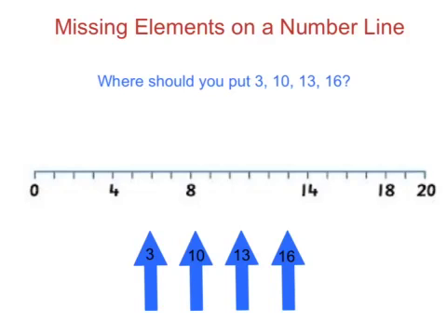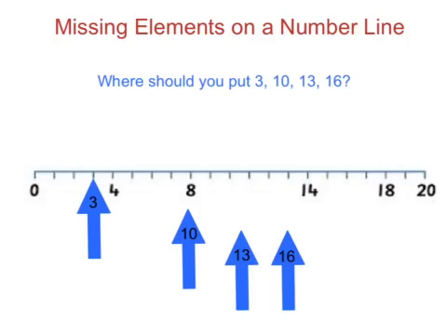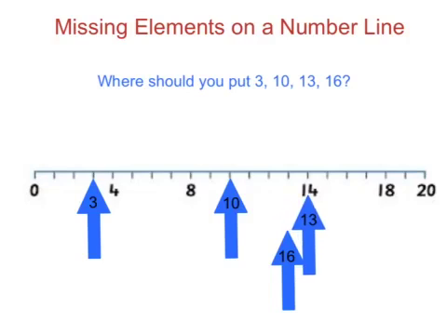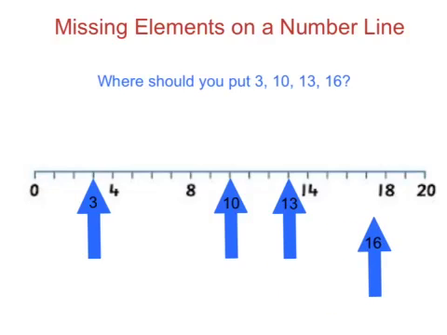So if I wanted to put my number 3 in the right spot, I would count up. 0, 1, 2, 3. My 3 belongs there. Let's keep going. Let's see if we can find out where our number 10 arrow goes. Here's 8, 9, 10. What about 13? Well, here's my 14. So my 13 arrow must go one number before 14. And my last arrow, number 16, well, 14's here, 15, 16.